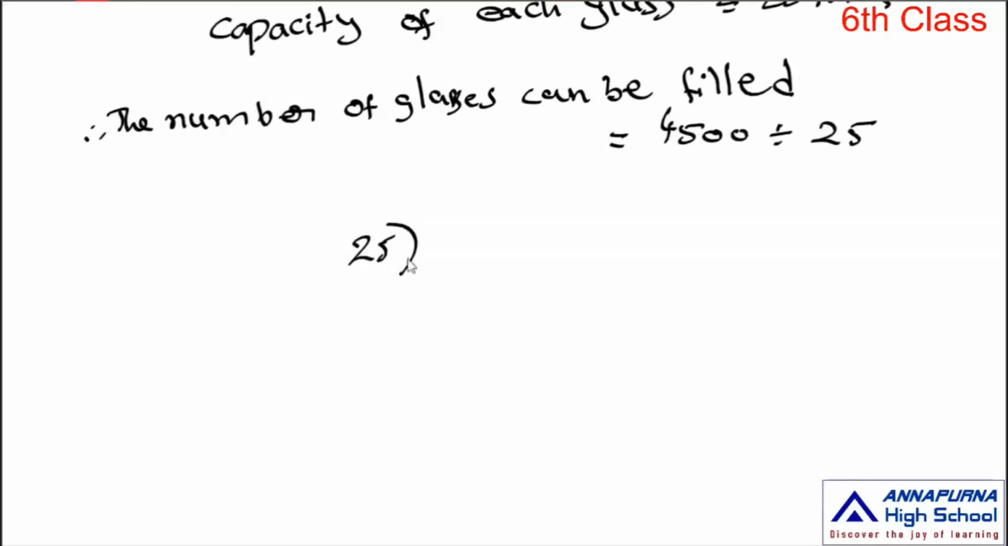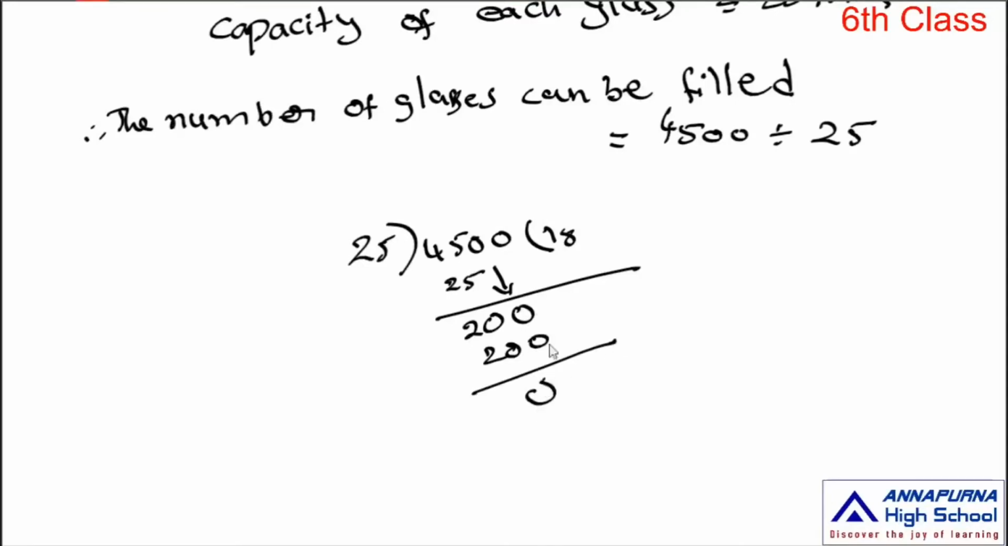First we do the division. 4500, 25 ones are 25. Bring down this 0. 25 into 200, remainder 0. The 0 remainder, the quotient is equal to 180. The quotient represents the number of glasses that can be filled.